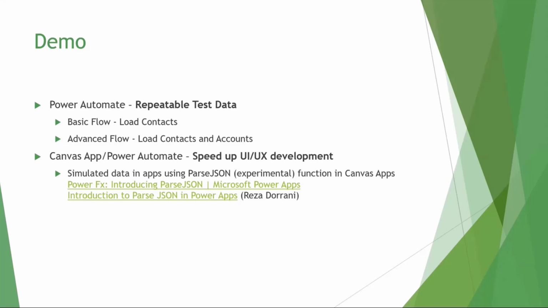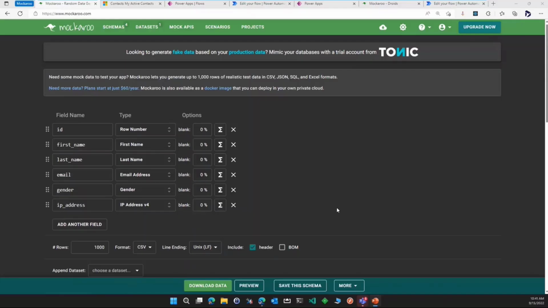One thing I was also going to touch on today, for those of you who are not aware, there's a new experimental function called ParseJSON available in Canvas apps, where you can take a JSON string and parse it into an untyped object. So I'll be showing that off today as a little extra bit here. There's also a great video out there by Reza Durrani on how to do this as well. So let me go into the demo.